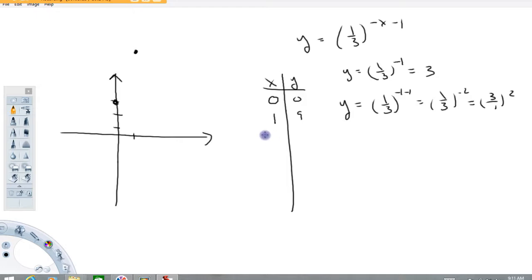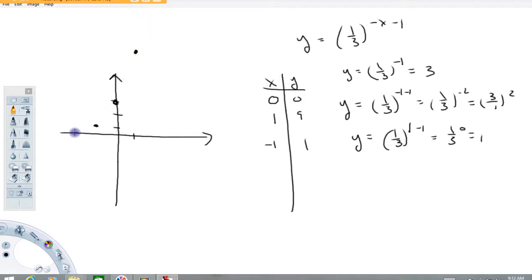Now, if I go further out, this is probably going to be way up here. So what I'm going to do is go to the left. Minus 1. Let's try that. Then y is going to be, being very careful, 1/3 to the minus a minus 1, that's plus 1, minus 1, which is 1/3 to the 0, which is 1. So this goes through the point negative 1, 1. Now hopefully you've seen enough of these exponentials to know it's going to probably have this type of shape.